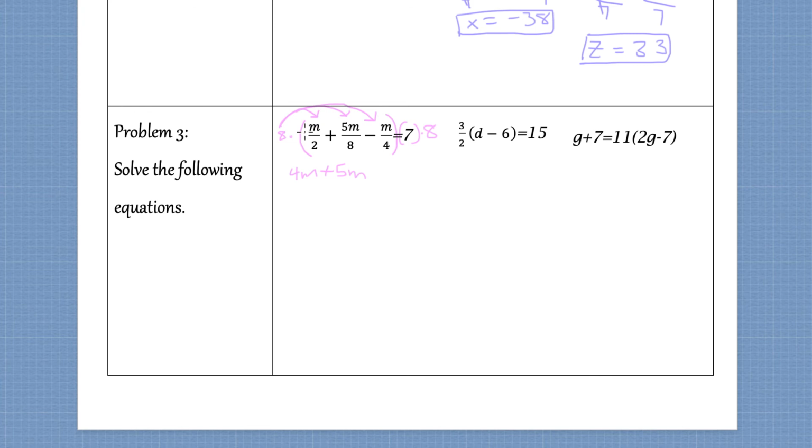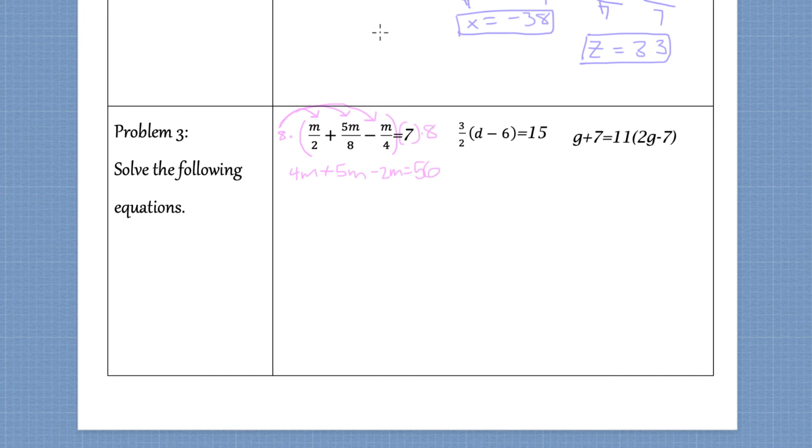Next we multiply the 8 by negative m, which gives us negative 8m, and we divide it by the 4 over here, which gives us negative 2m, which is all going to be equal to 56 because we multiplied the 7 by the 8. So that's going to be 56.